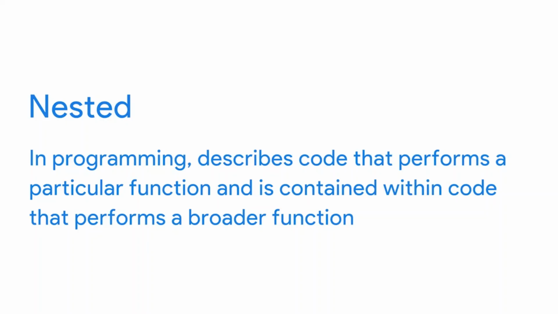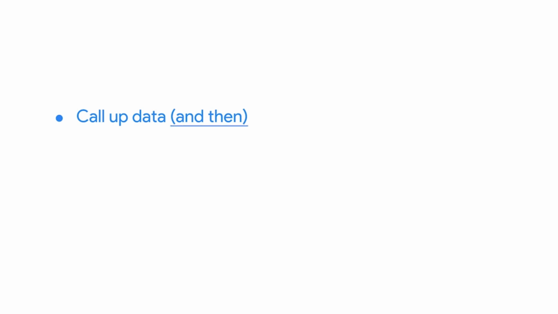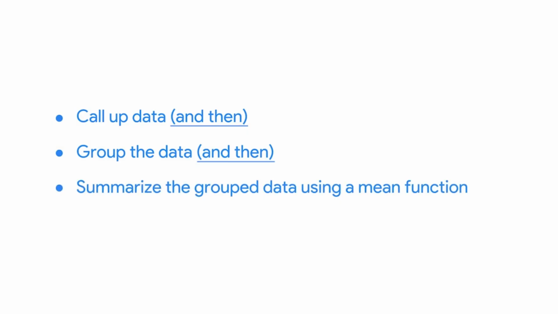So instead of typing out functions contained inside other functions, you could use the pipe operator to do the same work. In programming, we describe this as nested. Nested describes code that performs a particular function and is contained within code that performs a broader function. You can think of a pipe as a way to code the phrase "and then." Say you've got sales data and you need to find the mean or average. You can create a pipe by calling up the data and then grouping the data and then summarizing the group data using a mean function.